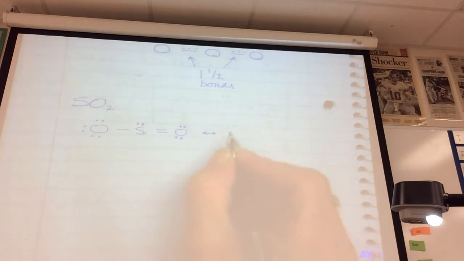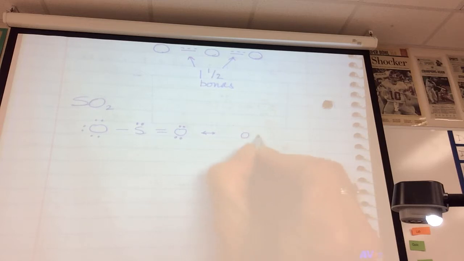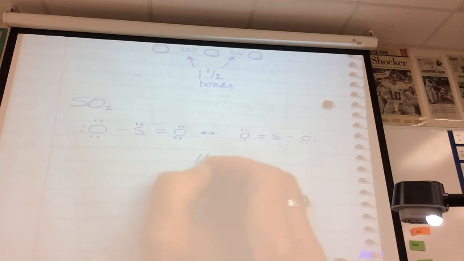And here too, between the S and the O, you actually have 1.5 bonds. And they love these two questions, or at least they used to. So you really have 1.5 bonds between S and O.